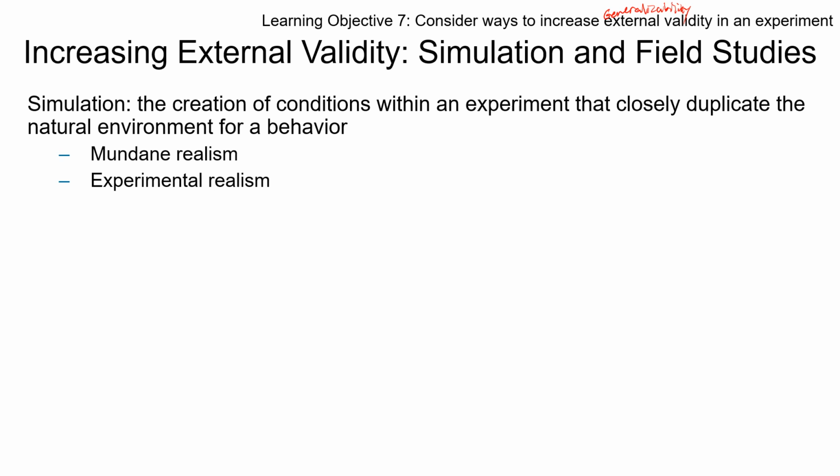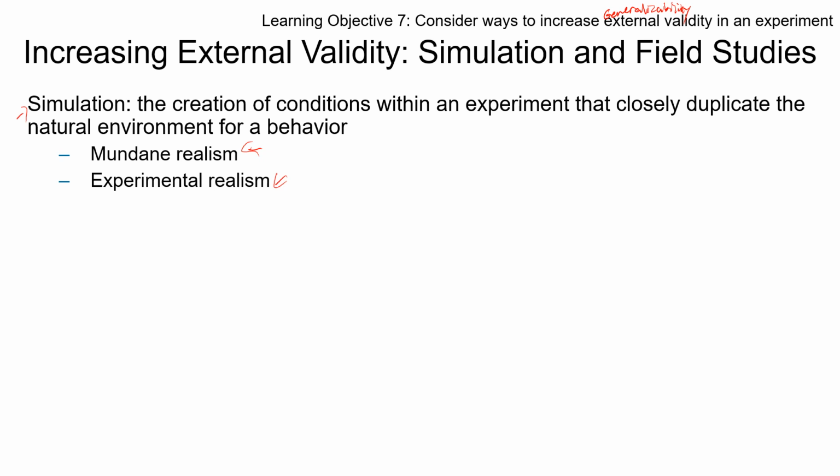So one thing we can do, instead of doing a true experiment in a lab, is a simulation. This is where we create the conditions within an experiment that closely duplicate the natural environment of behavior. So you get both mundane realism and experimental realism there. This is kind of what I did in my experiment. I told you for my couples experiment, I brought them into the lab, and then I told them they had to wait in a waiting room, and I sat them in a room that looked like a waiting room, was structured like a waiting room, and everything like that. And that's where the actual experiment happened.